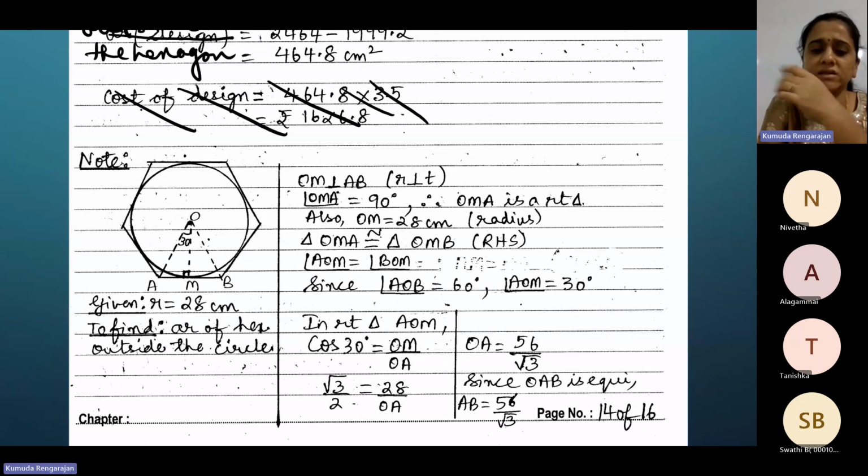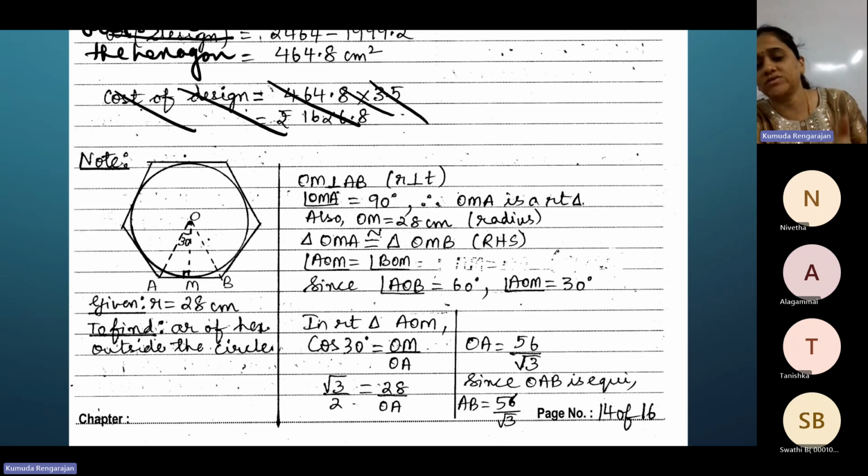Finished? Yeah, then you can continue. Now we've got the side of the hexagon, right? So only find the area of the hexagon. 6 into root 3 by 4 into side square. The side is 56 by root 3. I didn't rationalize because anyways it's going to be side square. So 56 by root 3 into 56 by root 3. Yeah, you don't have to rationalize.